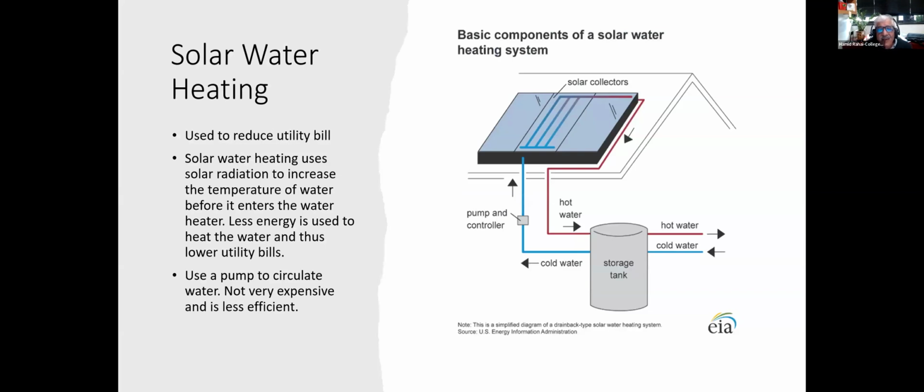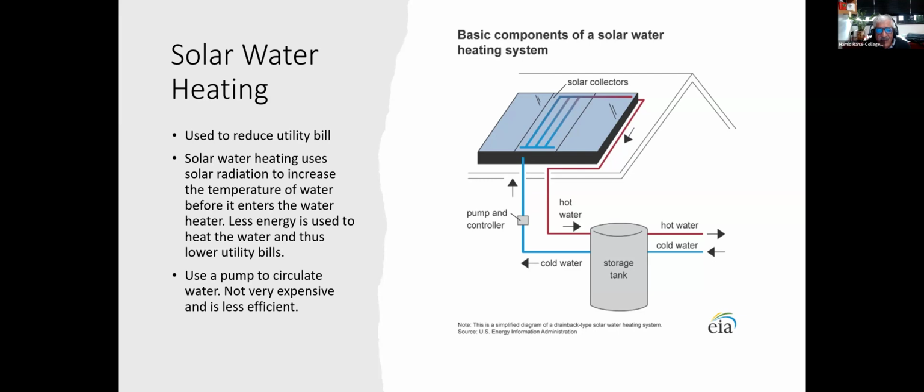Solar water heating systems we don't see as often as we used to, but it's something that is used mostly for heating the pool. These days, you can see that. It's used to reduce utility bills. It uses solar radiation to increase the temperature of the water before it enters the water heater. Less energy is used to heat the water and thus lower utility bills.